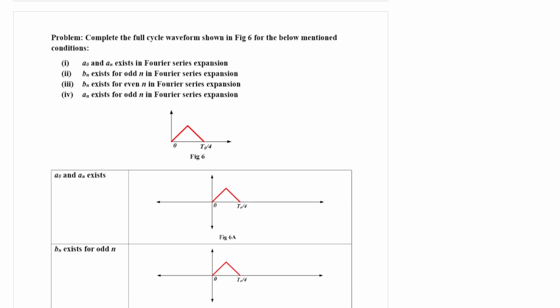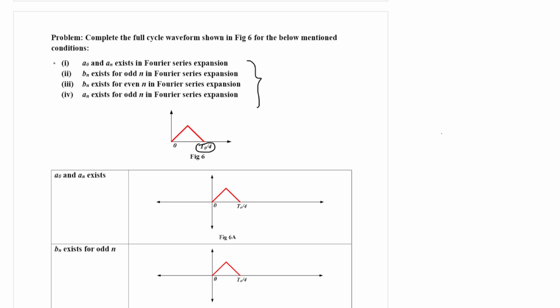Now let us have this waveform. The quarter of the waveform is given, that is from 0 time to t0 by 4. Now you must complete the waveform. To understand the concept regarding the Fourier series coefficients A0, An and Bn, this problem is extremely helpful. So we have different conditions. For each of the conditions you need to complete the waveform. So let us first try to understand one by one.